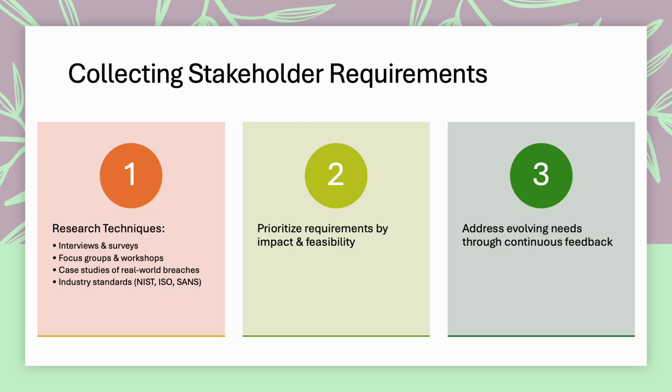Once requirements are collected, they must be prioritized based on impact and feasibility. Not every request can be implemented due to constraints of time, budget, or resources. Tools such as the MoSCoW method (must have, should have, could have, won't have) or agile backlog prioritization can help categorize requirements. For example, phishing simulations may be identified as a must-have, while a gamified training module could be labeled as should-have. This prioritization ensures that the project team delivers maximum value within constraints.